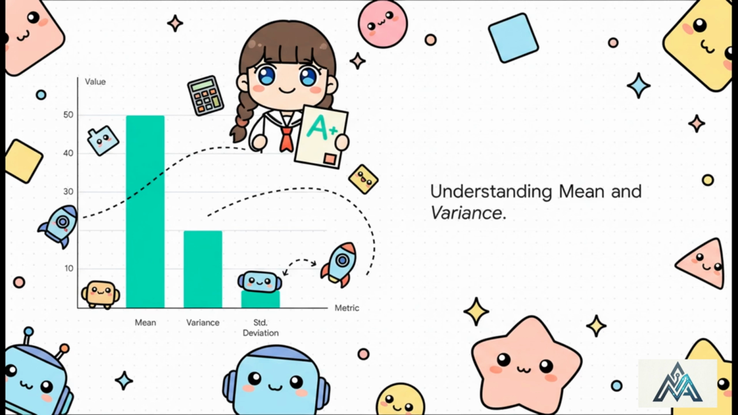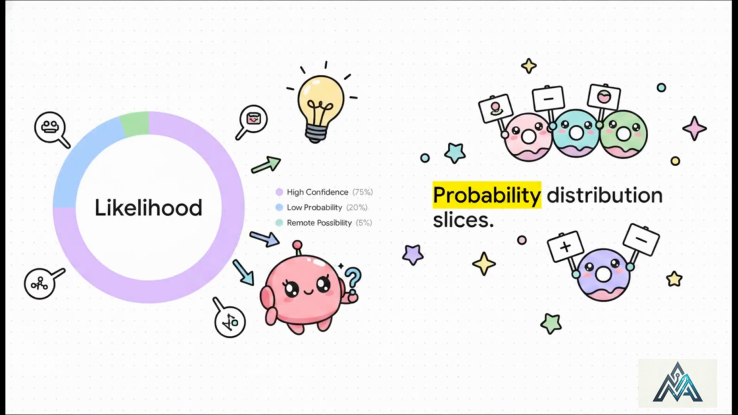These 3 simple concepts help the AI instantly understand the general shape, center, and spread of millions of data points at a single glance. Next up is a probability distribution. You see, an AI rarely gives you an answer with 100% absolute certainty. Instead, it maps out all the possible answers and assigns a slice of probability to each one, based on how likely it is.